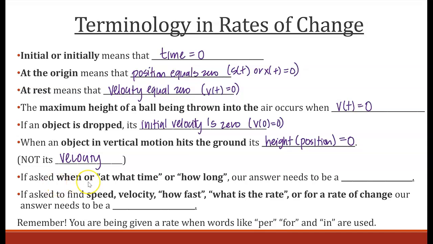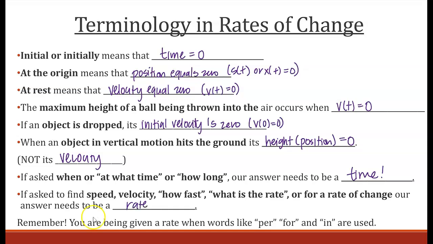And then these last few questions are going to seem like common sense, and they are, but I just really want to make sure I discuss them. If the question asks you when, or at what time, or how long, your answer needs to be a time. So seconds, minutes, hours, right? Those are the units of time. As opposed to if you're asked to find a speed, a velocity, if you're asked how fast, what is the rate, or for a rate of change, then your answer needs to be a rate.